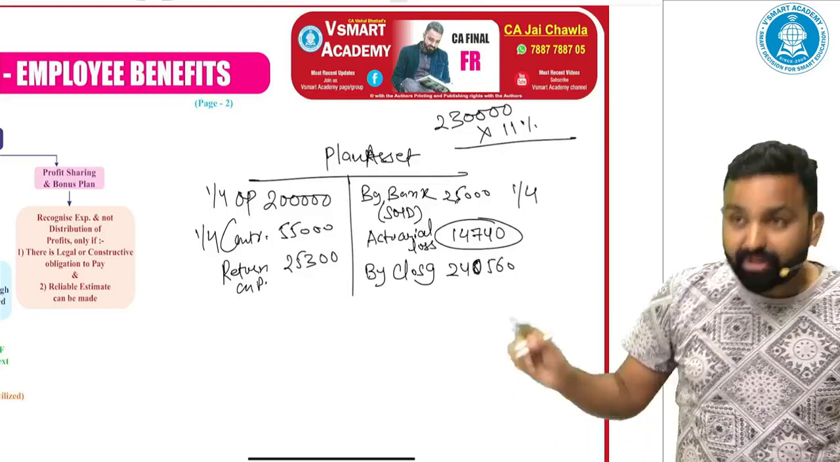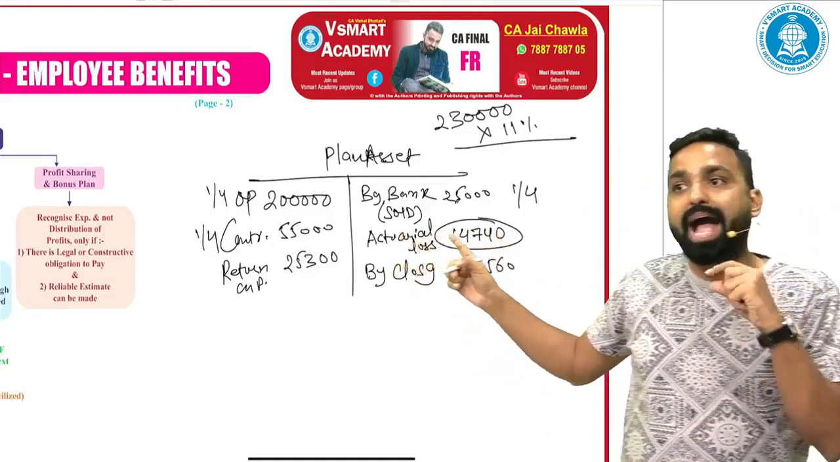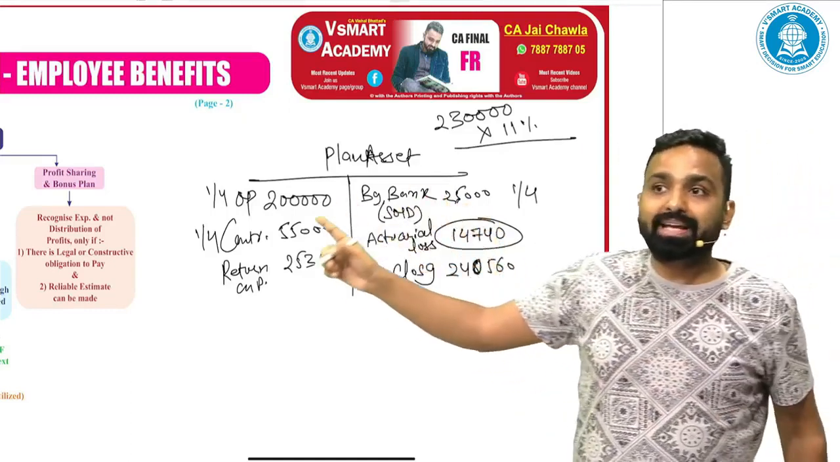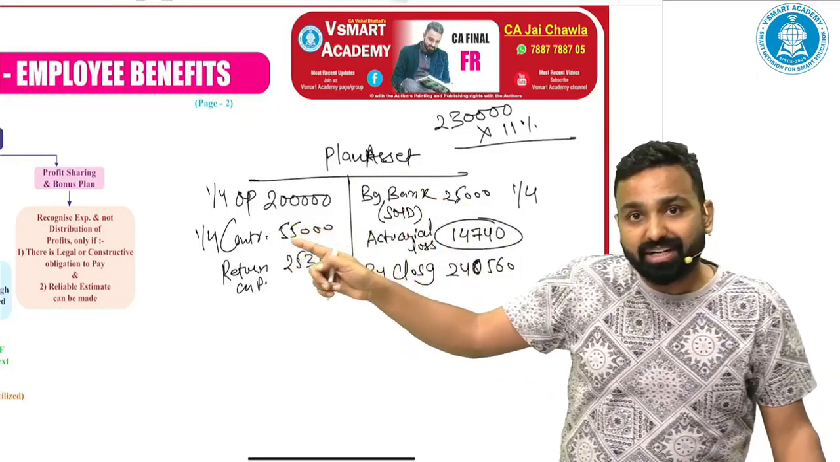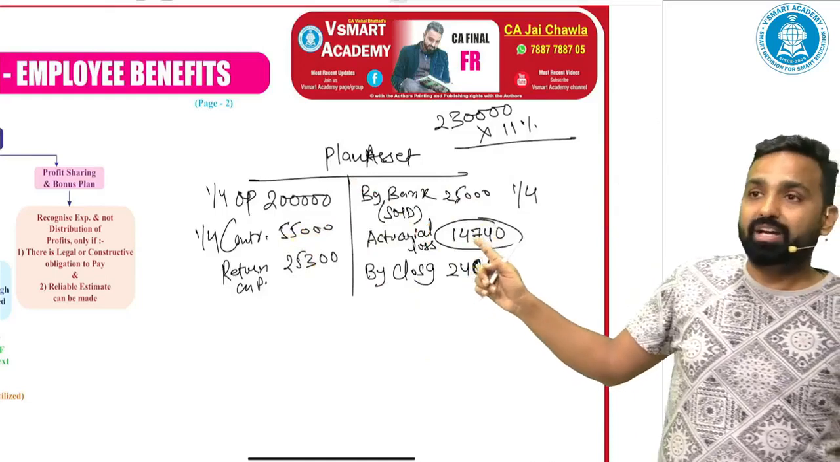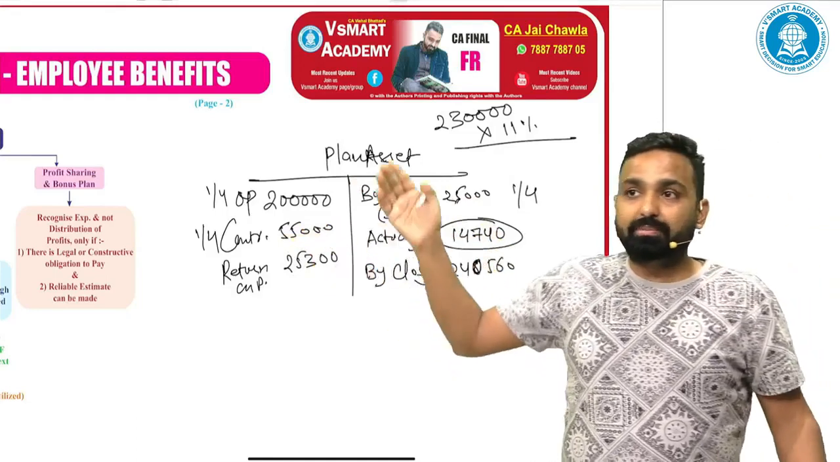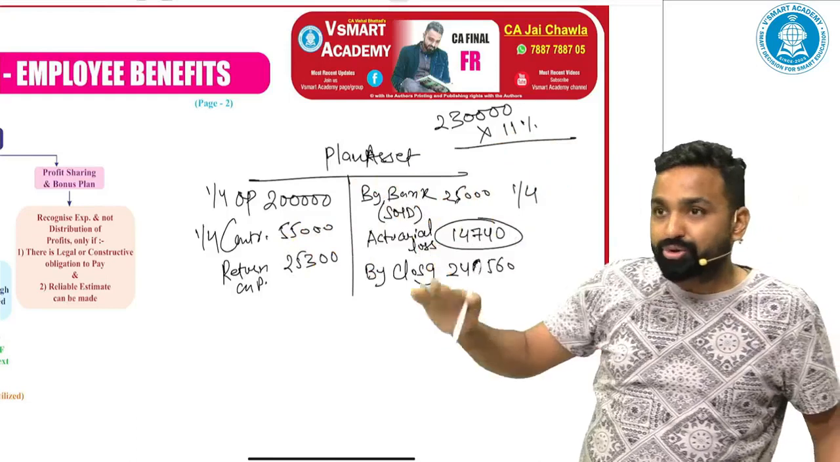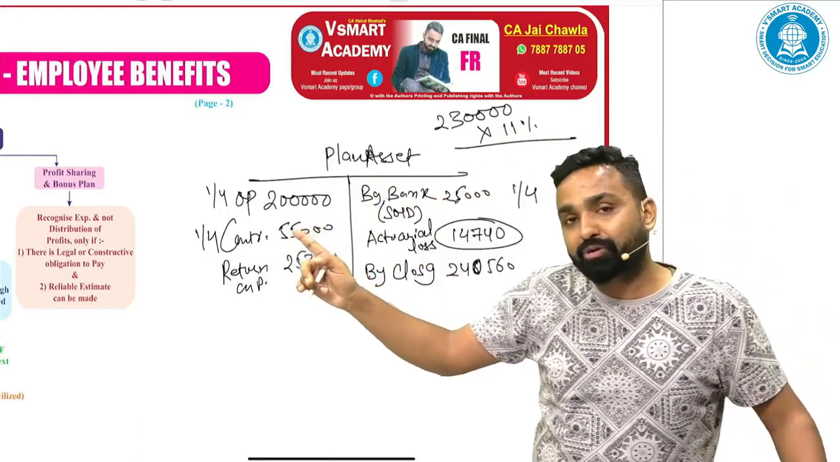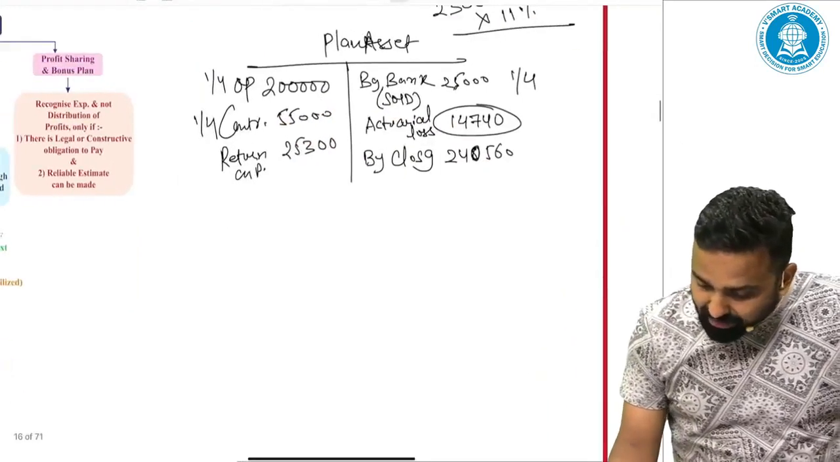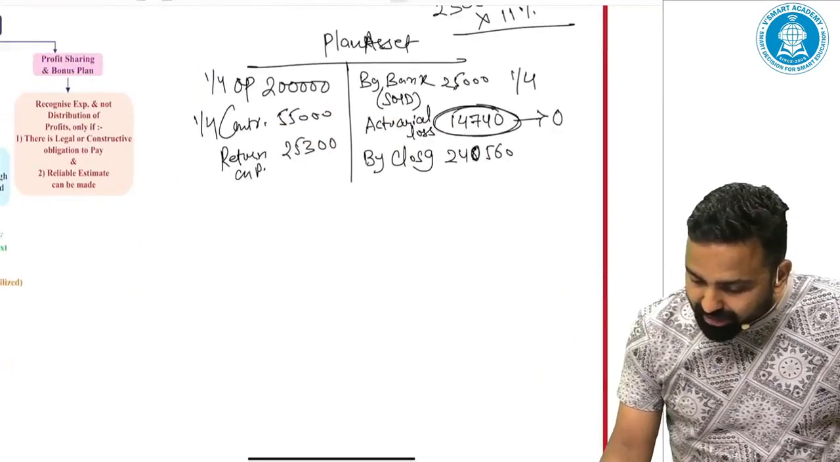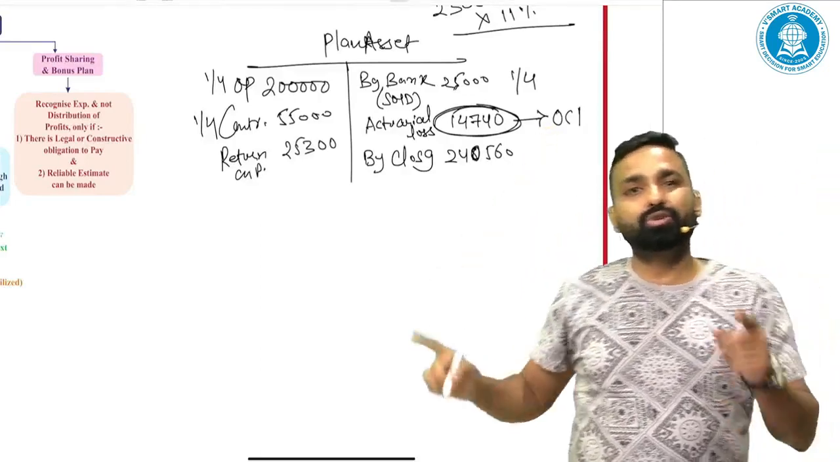Actuarial loss. You must have heard this term, actuarial gain or actuarial loss. Sometimes you may get actuarial gain also, when the difference arises on the debit side. If the difference arises on the credit side, it is actuarial loss. That means the value of the plan asset has been reduced. If you find it on the debit side, it is called actuarial gain. So whatever it is, total actuarial gain or loss, you will always charge to OCI.